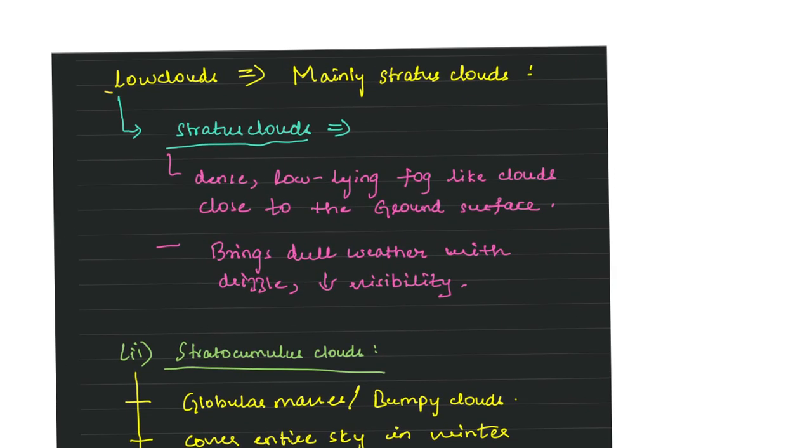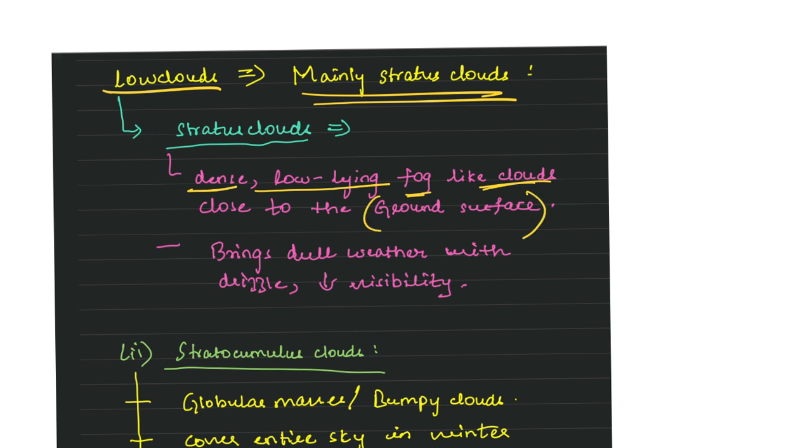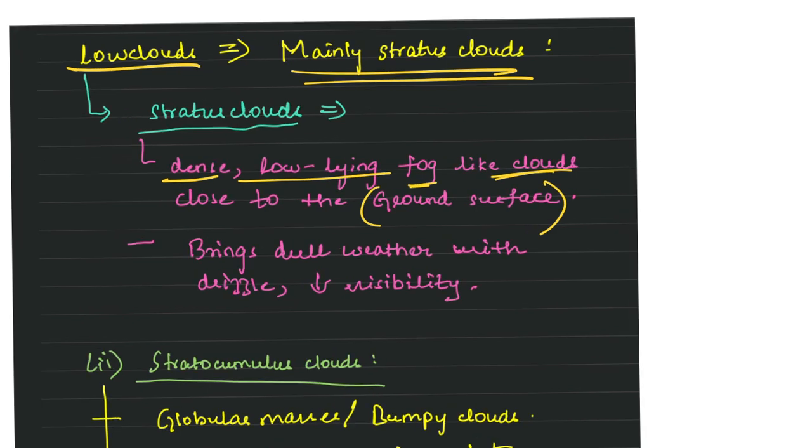So what are low clouds? Mainly stratus. Stratus clouds are of three types: stratus clouds, stratocumulus and nimbostratus, okay? So first, stratus clouds, what are their characteristics? Generally, as we have seen, they are sheet type. So dense, low-lying fog-like clouds, and they are closer to the ground surface, below 7,000 feet, almost near to the ground surface. And they bring dull weather, that is, the presence of stratus clouds will reduce visibility in the atmosphere, right?